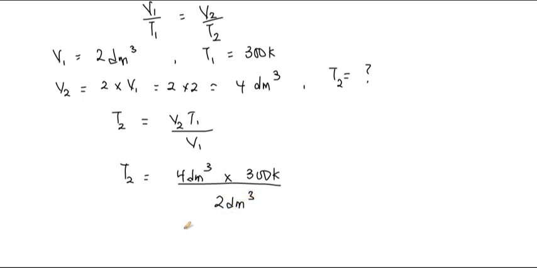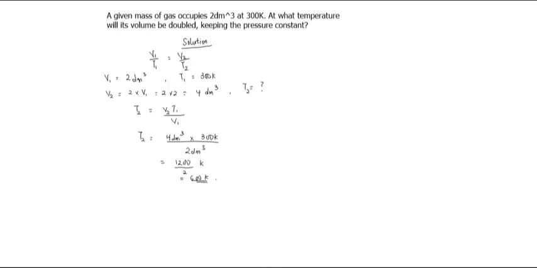So this gives us 1200 for the numerator divided by 2, with the unit Kelvin, and this is equivalent to 600 Kelvin as well. So the final temperature of the gas is 600 Kelvin. So at 600 Kelvin, the volume of the gas will be doubled.